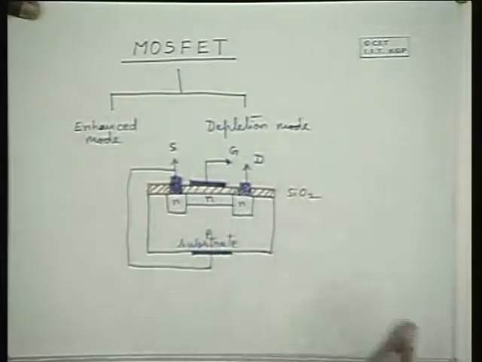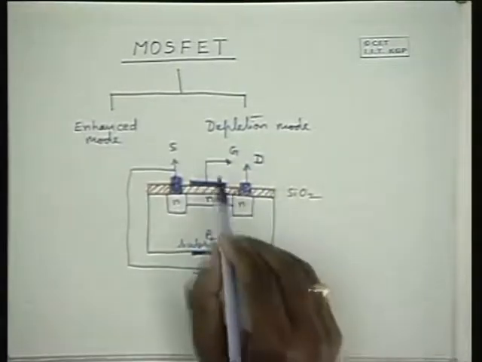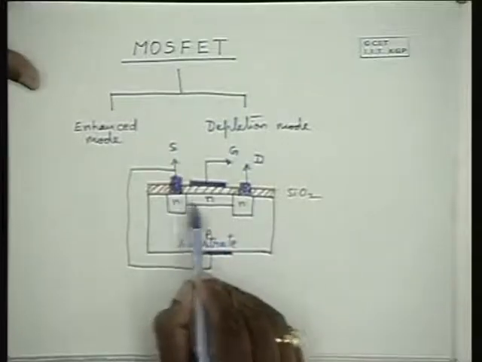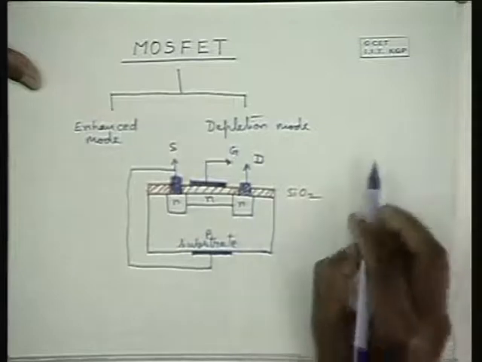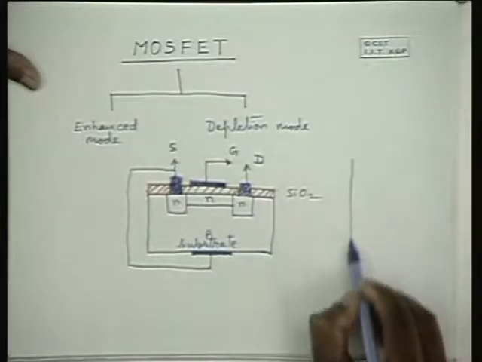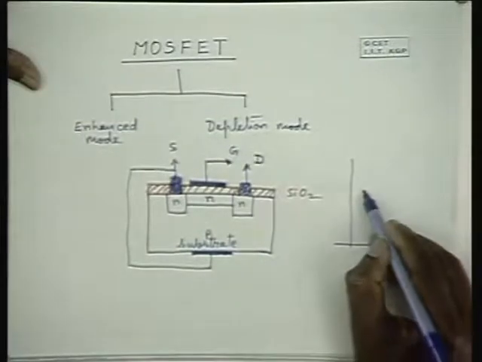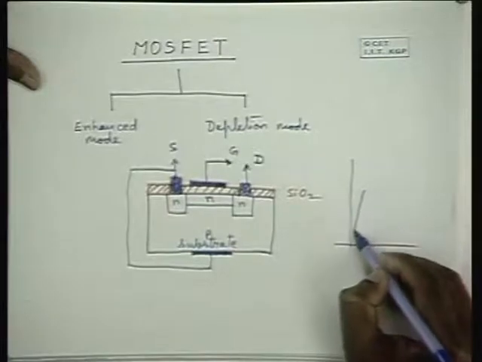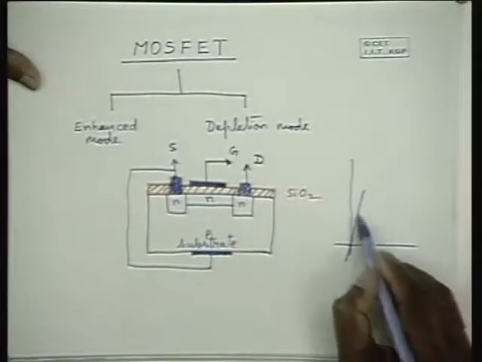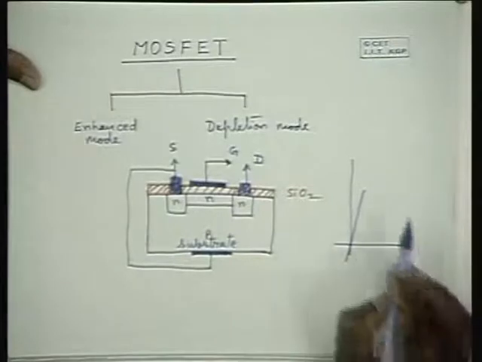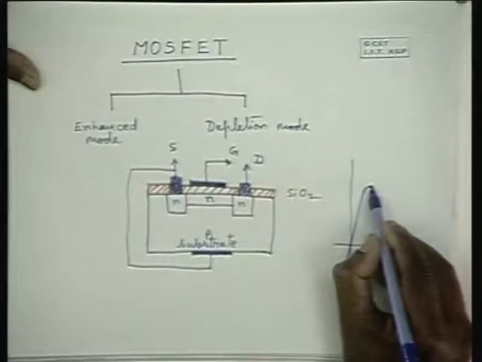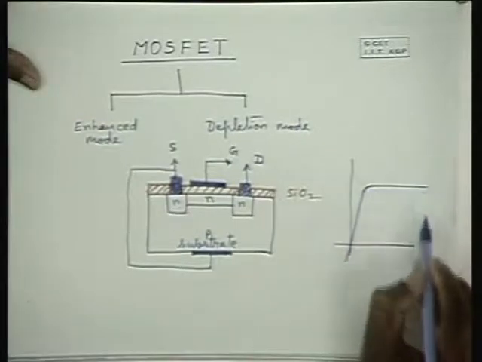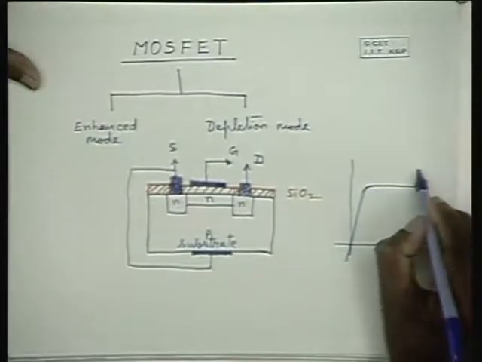Now when the gate potential is 0, you know that you have an N channel over here between the source and drain, and the device acts in the same way. It acts like a resistance up to a certain potential, like in the FET, and after that the current saturates and the characteristics is like this.